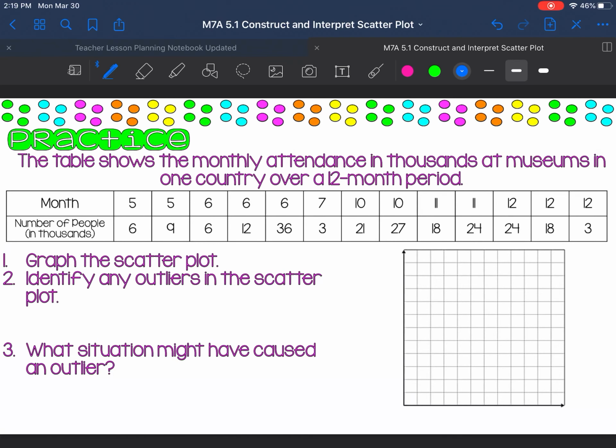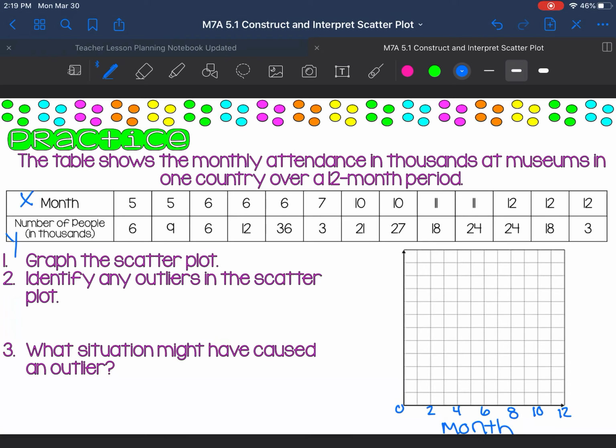I'm going to make this my X and this my Y. So we'll do months down here. I know there's 12 months in a year. Instead of writing 1 through 12, because it can get a little messy, I'm going to do 1 through 12, but I'm just going to skip count and skip a line. So I'm still going to do 1 through 12, but it just gets a little messy if you write every single one.